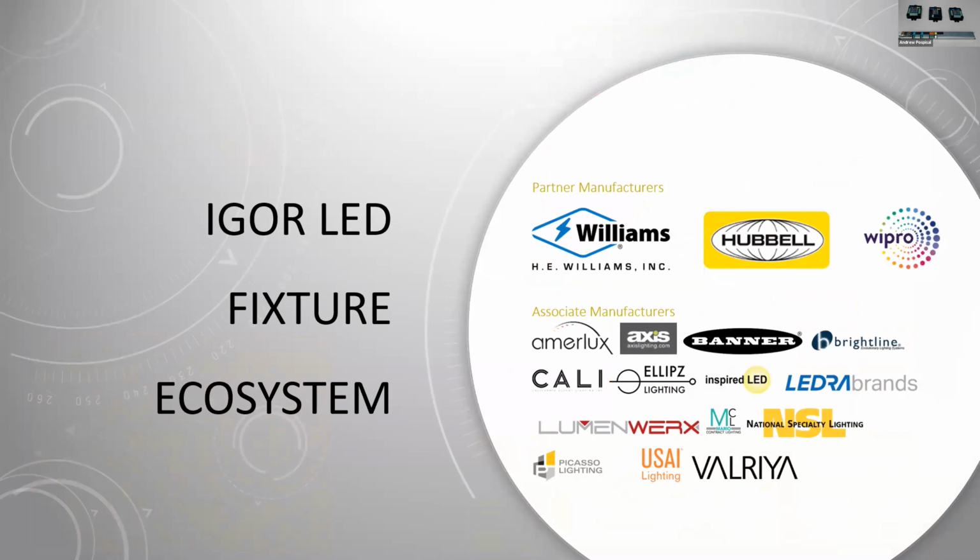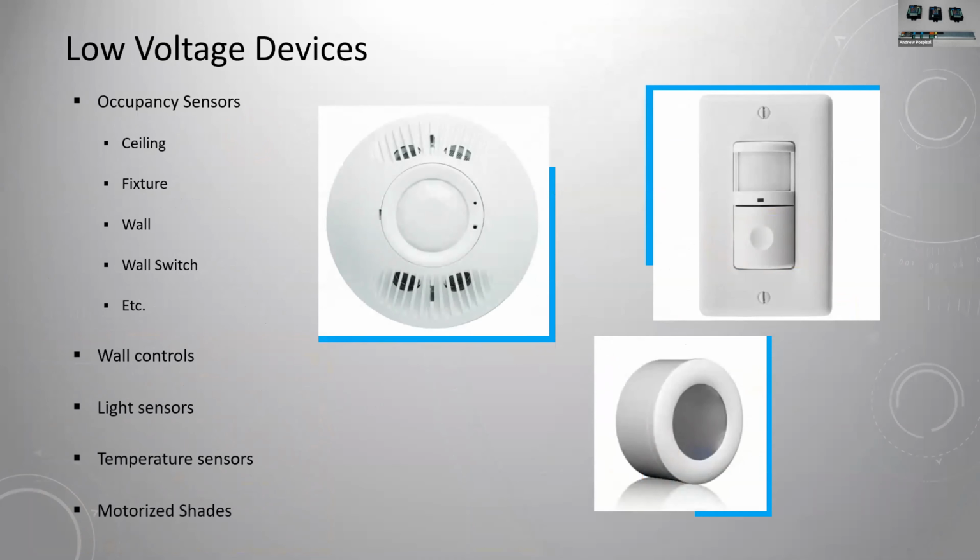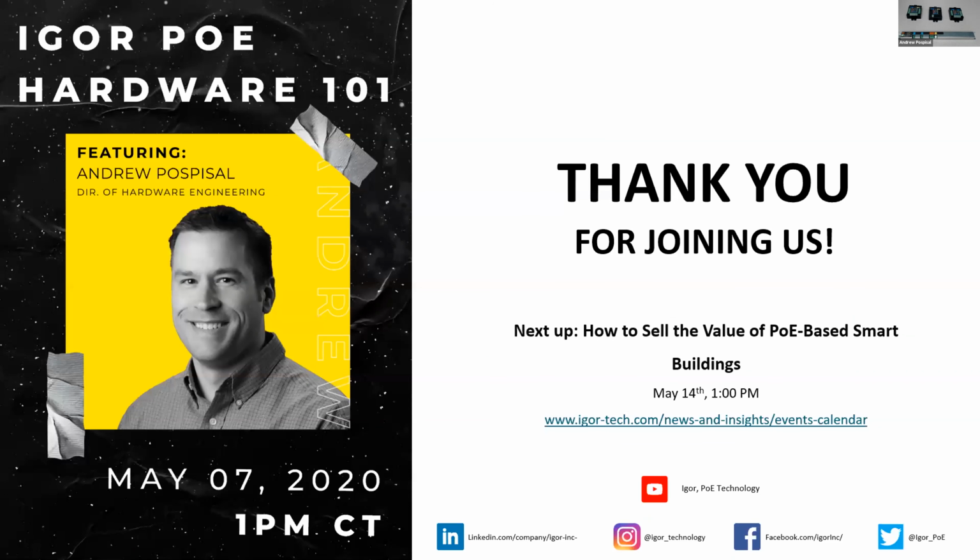And going back to the LED fixture agnostic standpoint, here's an example of some of the OEMs that we've worked with on pairing our Igor nodes with their fixtures for projects and such. So that list is ever growing. And a couple other examples of just some of those low voltage 24 volt DC devices. These are some of the more common ones that you would connect to our nodes. But that's the end of the presentation. I'll let Kim take over for a second here, and then we'll start the Q&A.